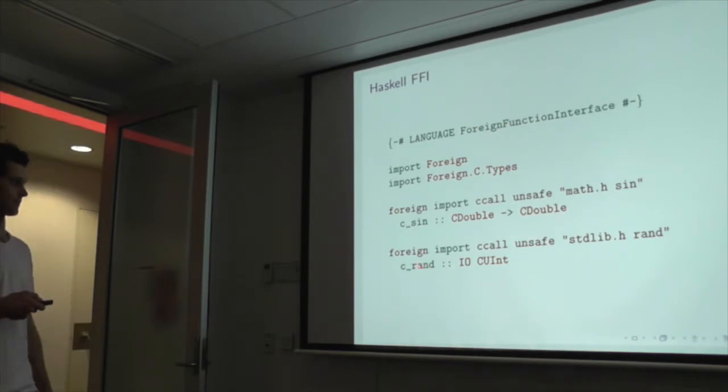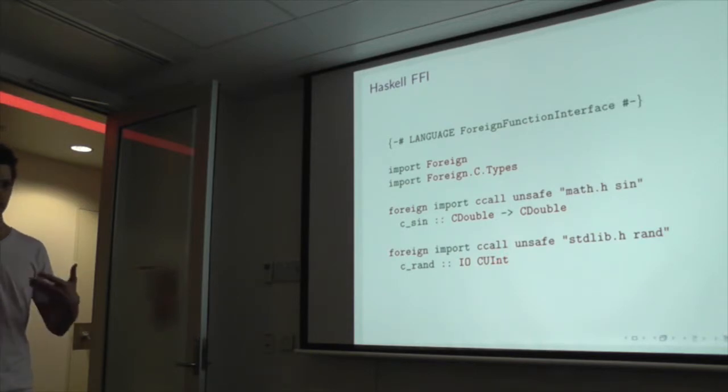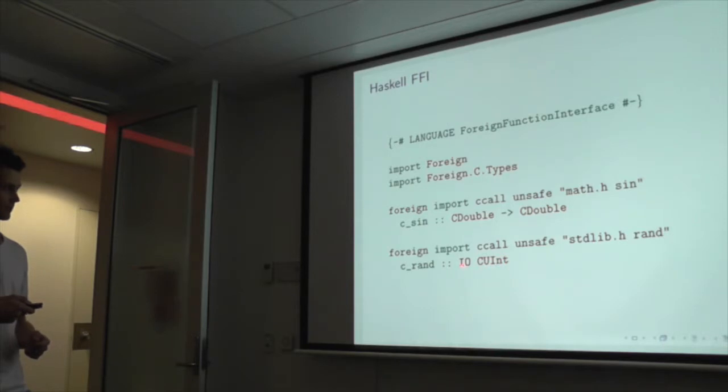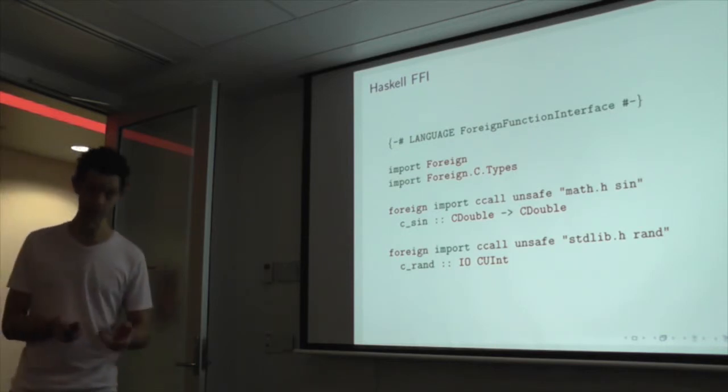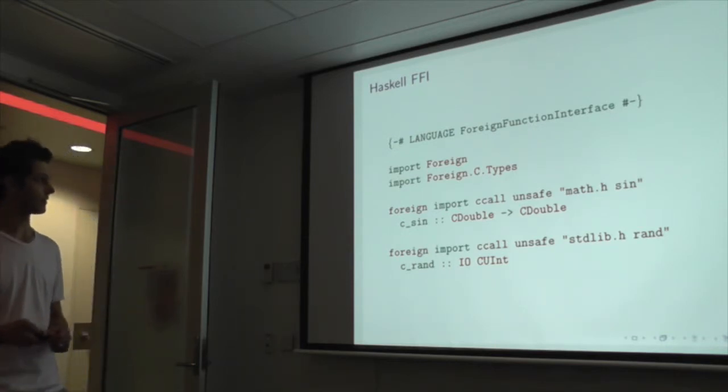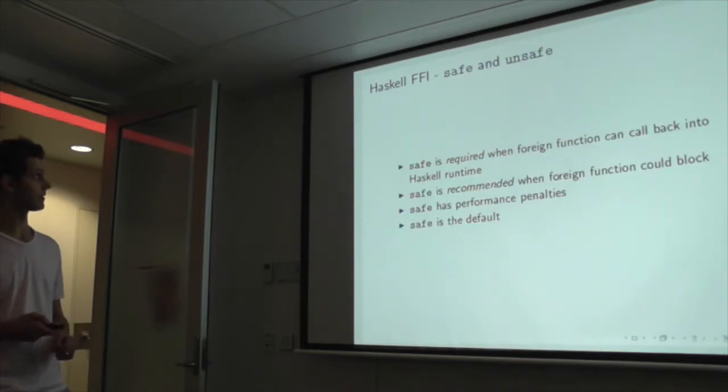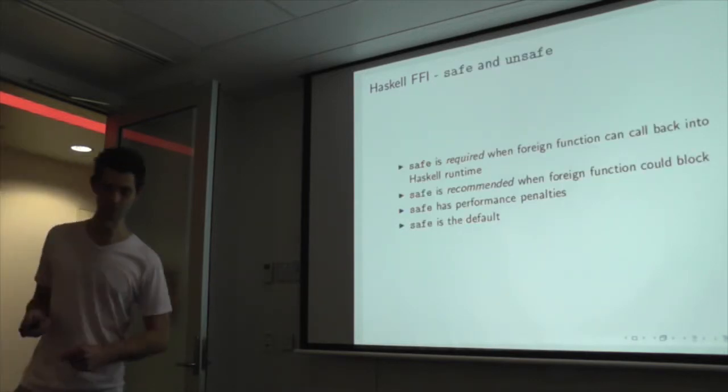So here we declare the type of CRAN to be a CUint, so it's a zero argument function, but it's going to return a result in the context of the IO monad. So that the side effect, well, not a side effect, but the indeterminacy of the function is encapsulated in the type of the function. So this is FFI 101. Safe and unsafe, so I promised to talk about that.